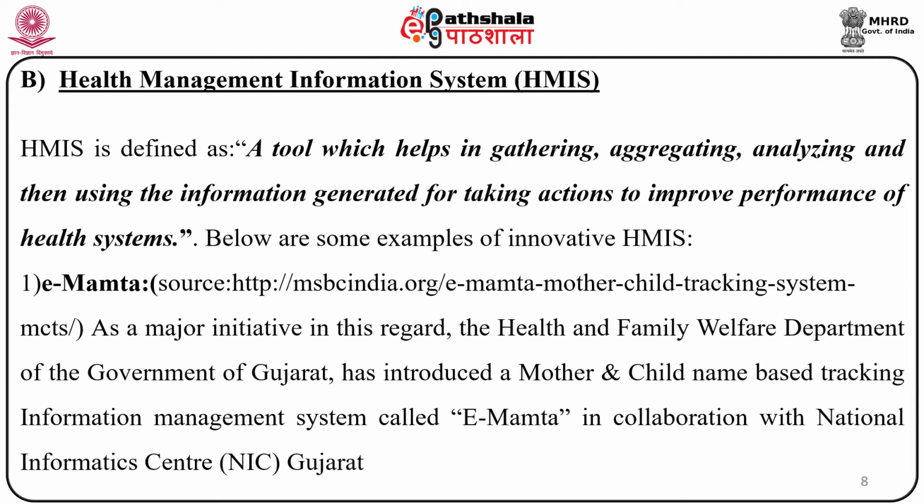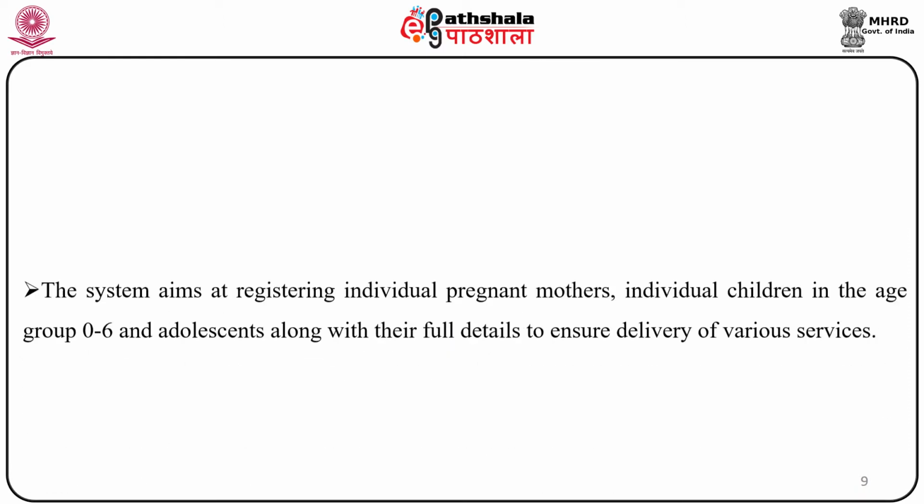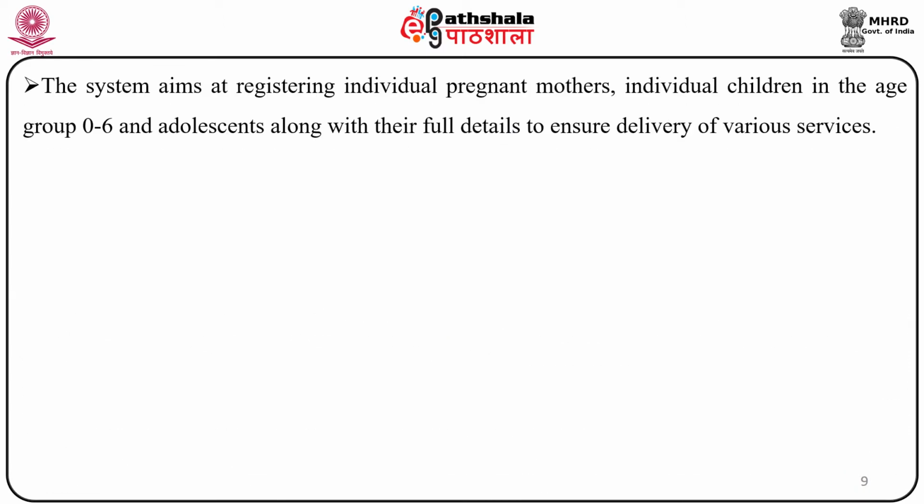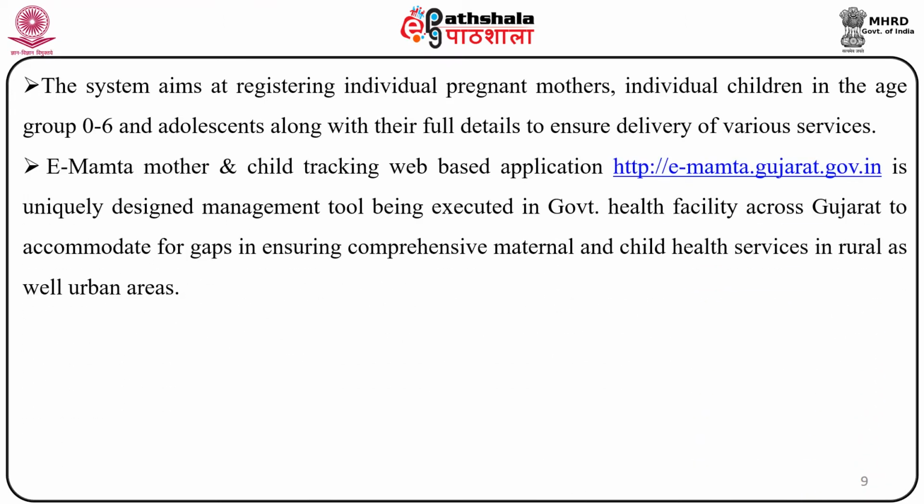So a tracking system, not only for mother and child, but even for family planning, if individual couples are followed on the basis of e-tracking mechanisms, then we can find out those couples where unmet need is there, and they can be taken on priority basis. The system of e-Mamata aims at registering individual pregnant mothers, individual children in the age group of 0 to 6 years, and adolescents along with their full details to ensure delivery of various services.